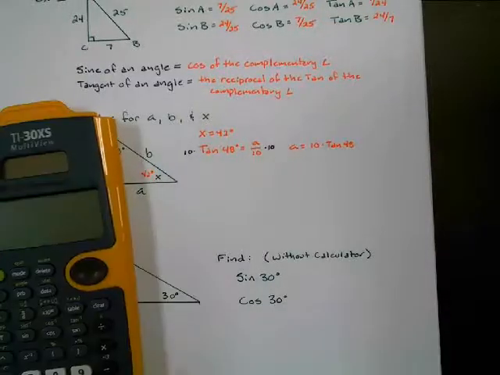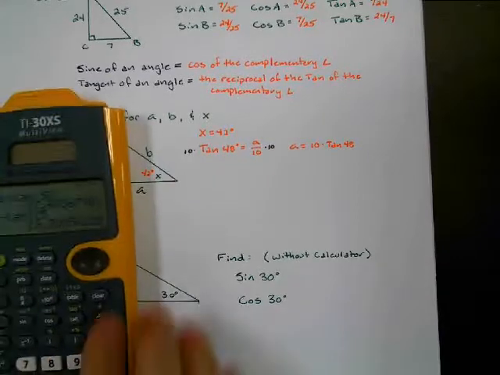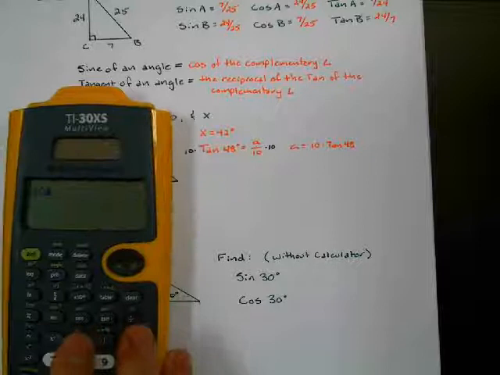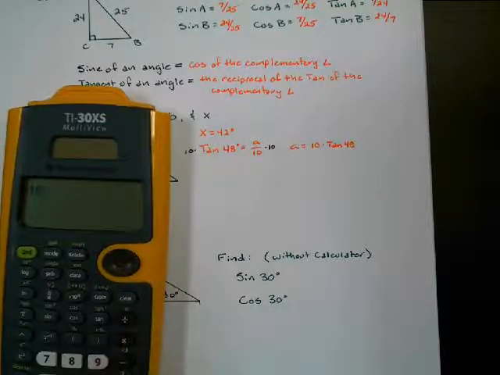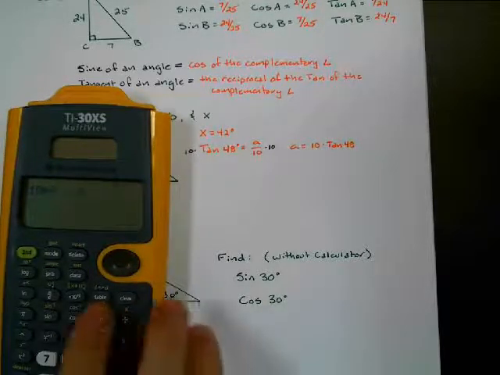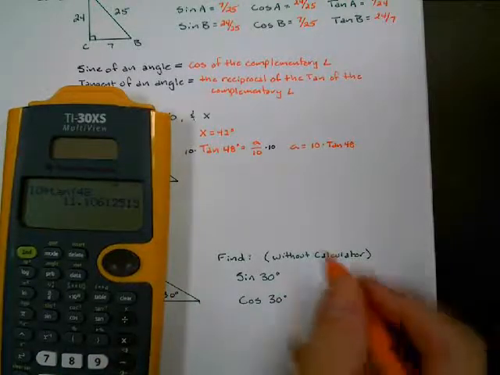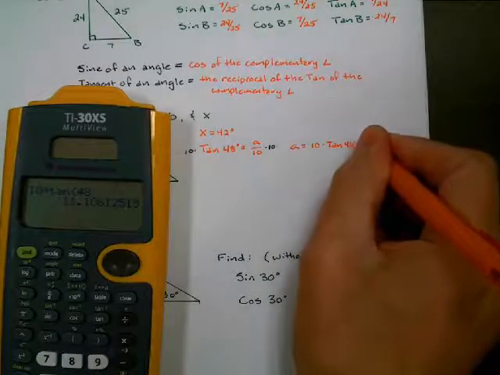So depending on your calculator, we can do 10 times tangent 48. So that's this type of calculator. All you have to do is type in that, and you get approximately 11.1.